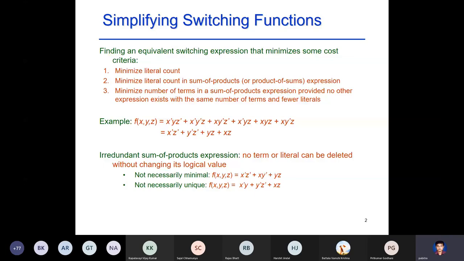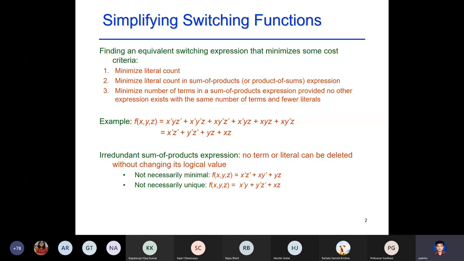There is another notion, the notion of minimality or irredundance. Note that these two are slightly different. It's not that canonical means irredundant, or irredundant in general means canonical, but often they are the same. Okay, so what is irredundant? An irredundant expression means that if you drop any one of the literals or terms in your expression, then it no longer remains an equivalent expression.